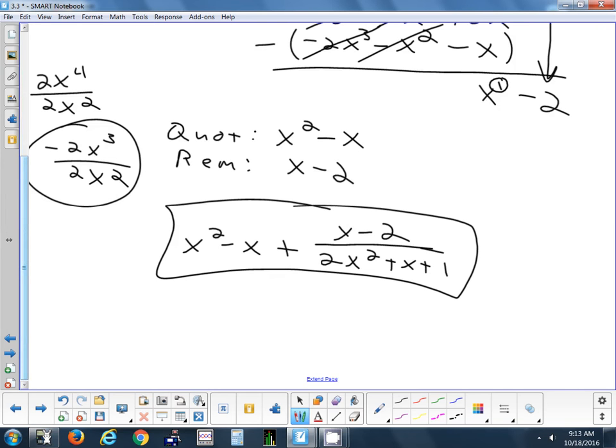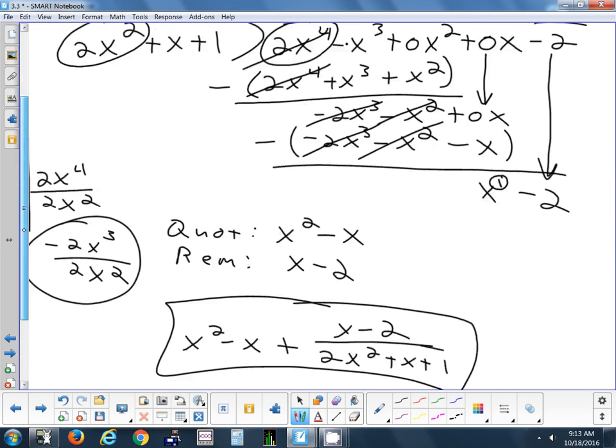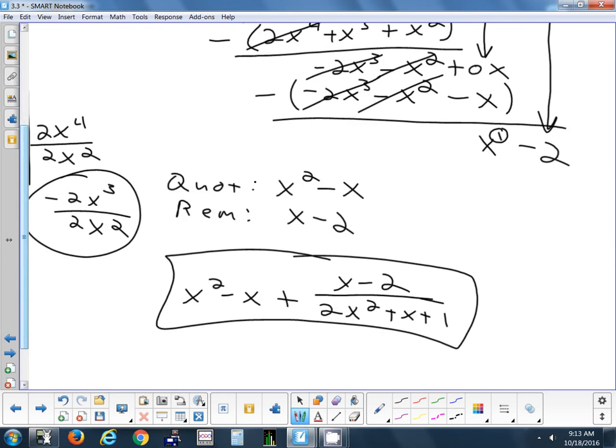And now if you're careful, that's something you can type in. You could graph it and see if what I just put in the box and the original problem come out the same. Okay, but I'm not going to check this one. Okay, any questions on that?